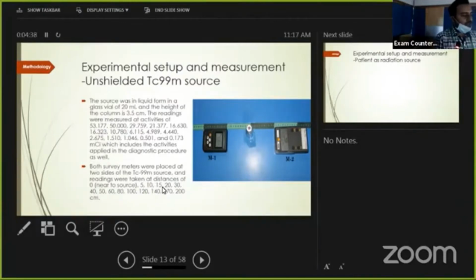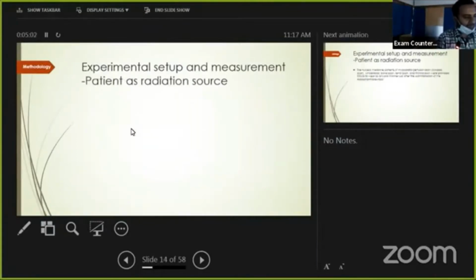Related to the activity, we have taken it from 0.173 mCi, 0.5, and so on, up to 53.177. These numbers are arbitrary, but all the mCi values are related to diagnostic tests. The usually used diagnostic mCi values are in these readings.